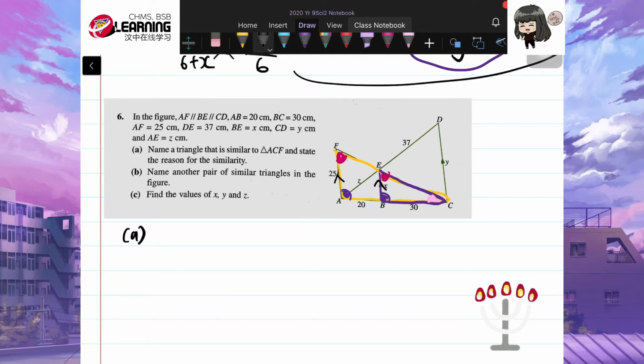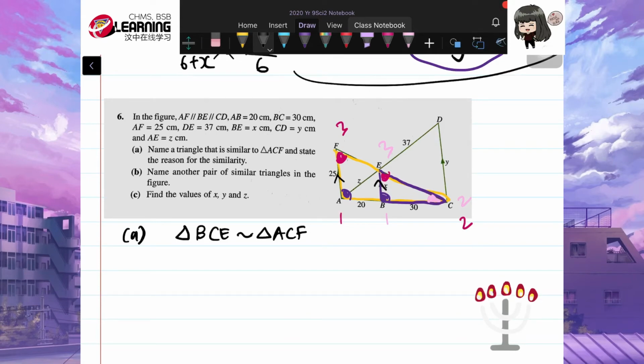When we write down the triangle that is similar to ACF, it is BCE. The order is important. The triangle BCE is similar to triangle ACF. So ACF is similar with BCE. That's for part A, but we need to state the reason. So the reason is AAA.